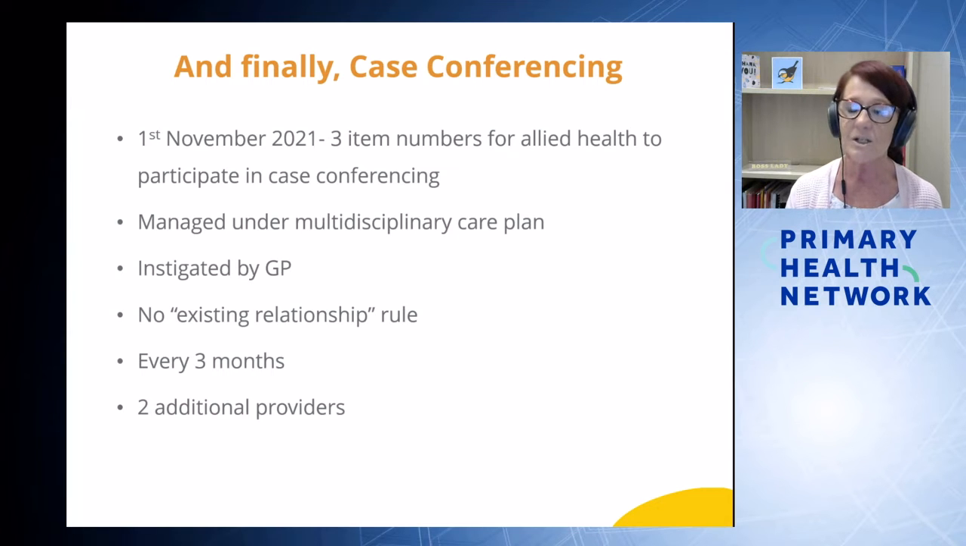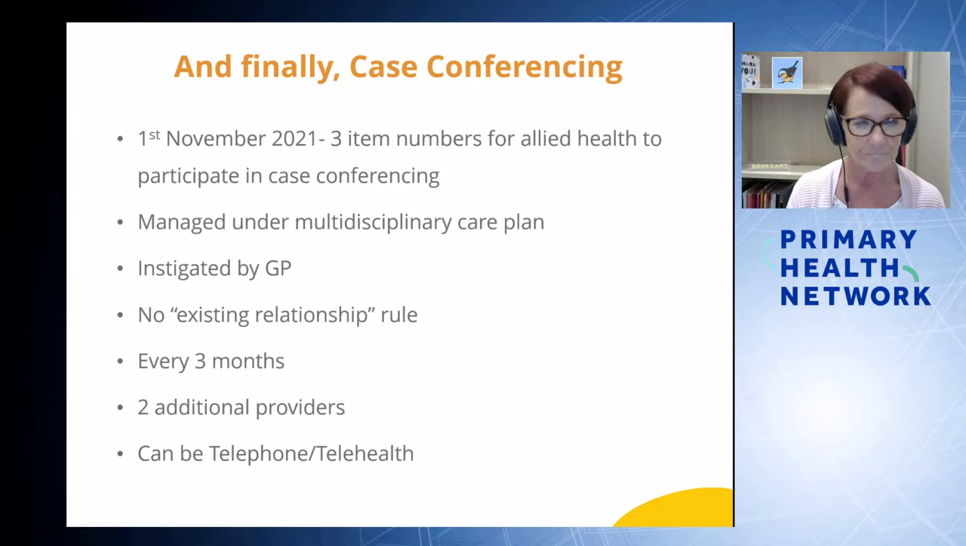There must also be 2 additional providers besides the resident. The resident and the resident's family should be in attendance, but they don't make up the providers. So you must have 2 additional providers, and there can be 2 allied health providers and a GP. So if we're looking at tonight's lovely speakers, we could have the diabetes educator and the dietitian and the GP, and that would make up a case conference. And it can be done by telephone and telehealth. So this is fantastic news.